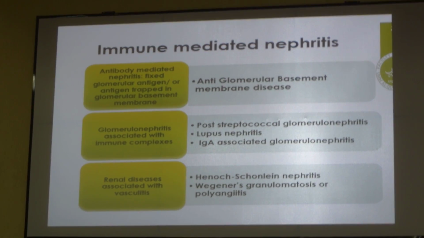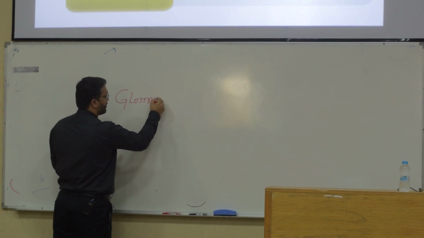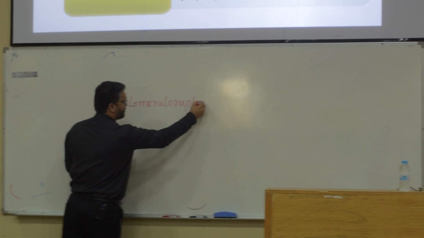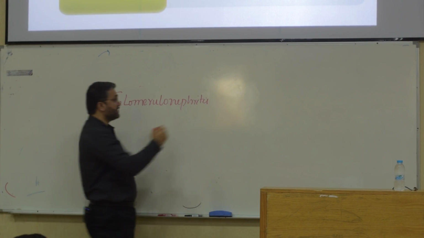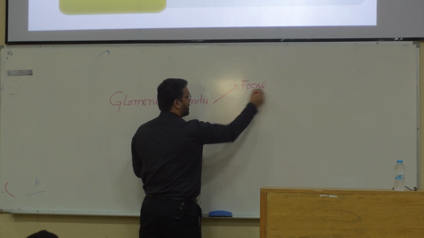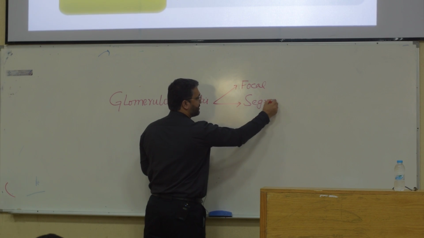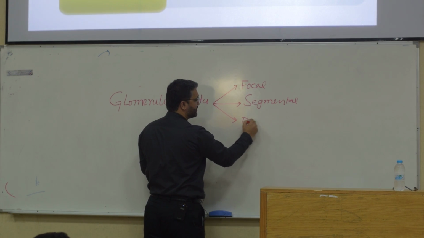So the first thing is, what is glomerular nephritis? Inflammation of the glomerulus. Now this itself can be of 3 different types. It can be focal, it can be segmental, and then finally it can be diffuse.